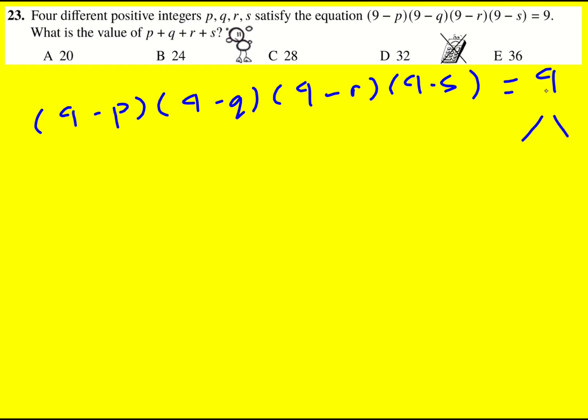Because if we write down our factors of 9, well, 9 as a product of its prime factors is 3 squared, and its factors are 1, 9, and 3. So remember, P, Q, R, and S all have to be different. So we've got to think about how we can multiply some things together, and that's where the negative comes in, actually.